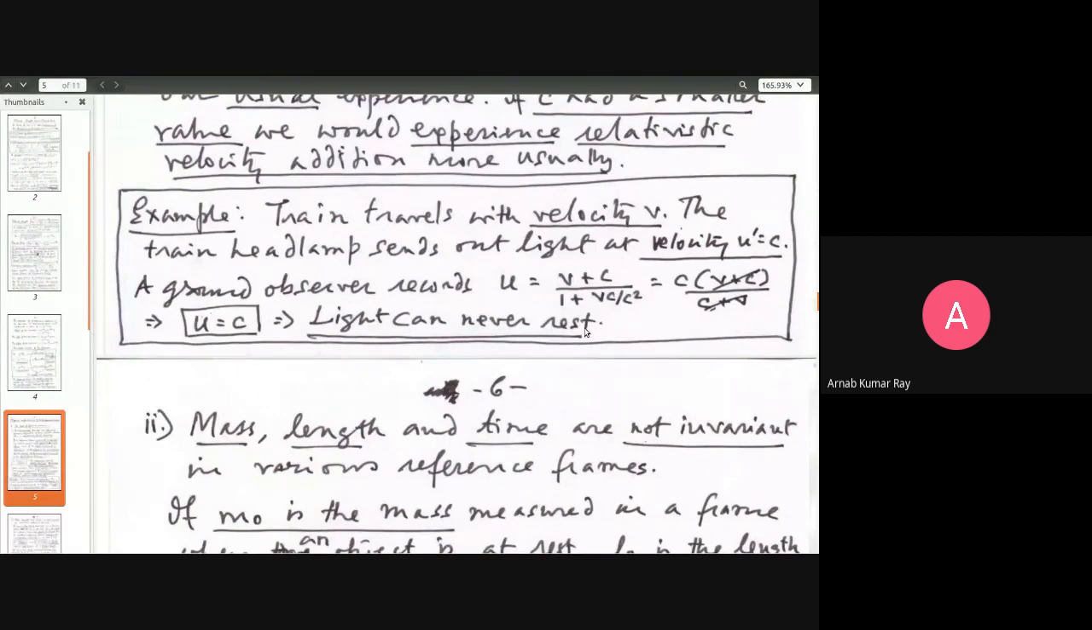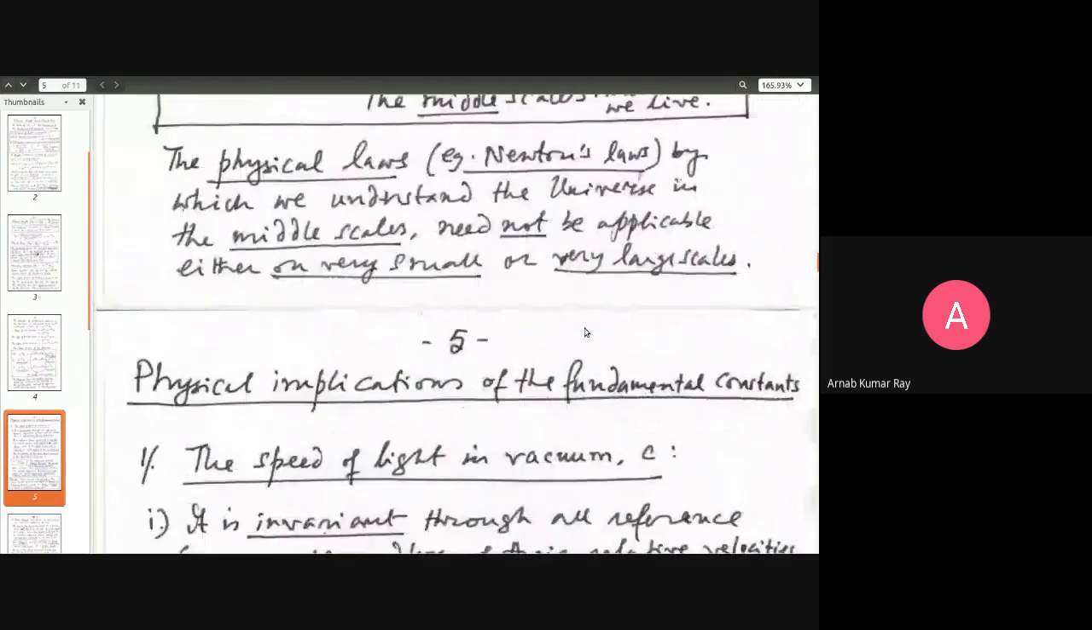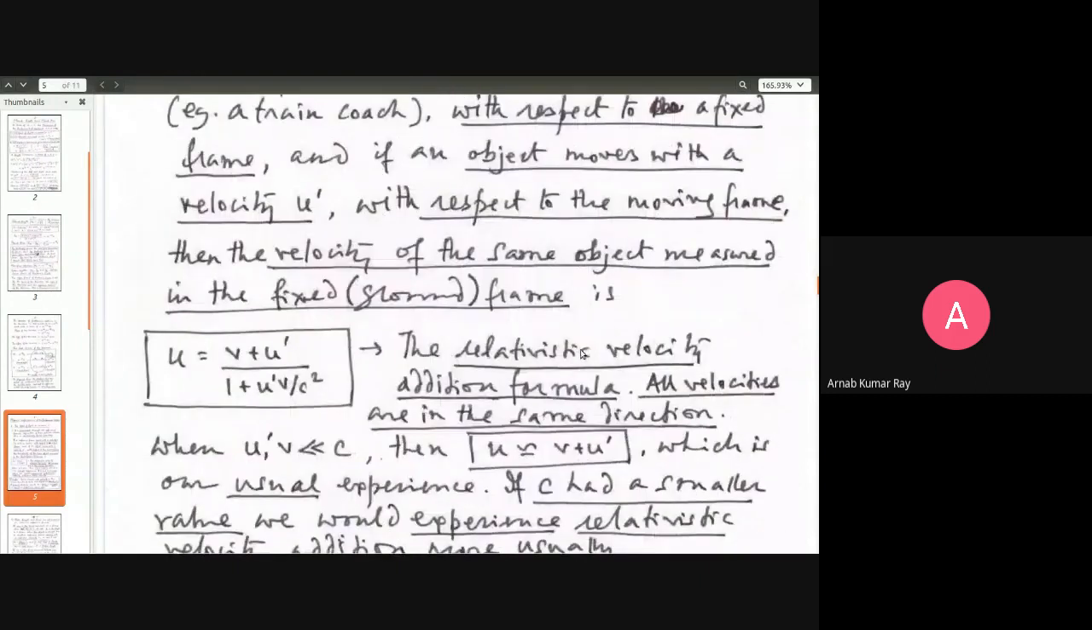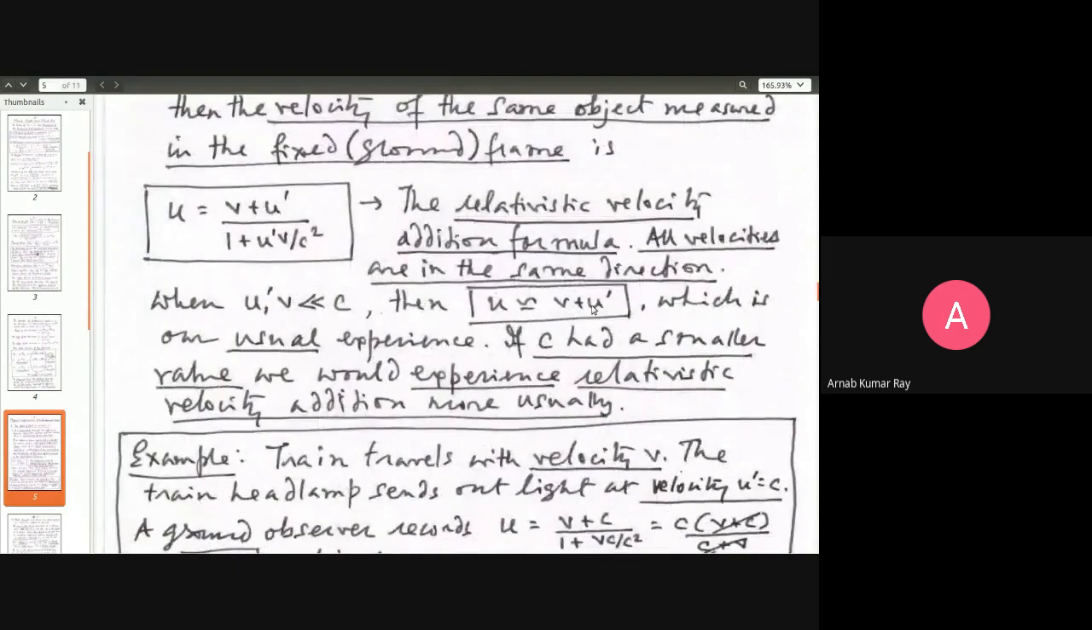But then, as I said, the universe is operating on a very vast scale where the physical laws, for example Newton's laws, by which we understand the universe in the middle scales, need not be applicable either on very small or on very large scales. So this little formula u = v + u prime follows from Newton's laws. But then this formula, which was set by Einstein, requires some serious revision of Newtonian mechanics.